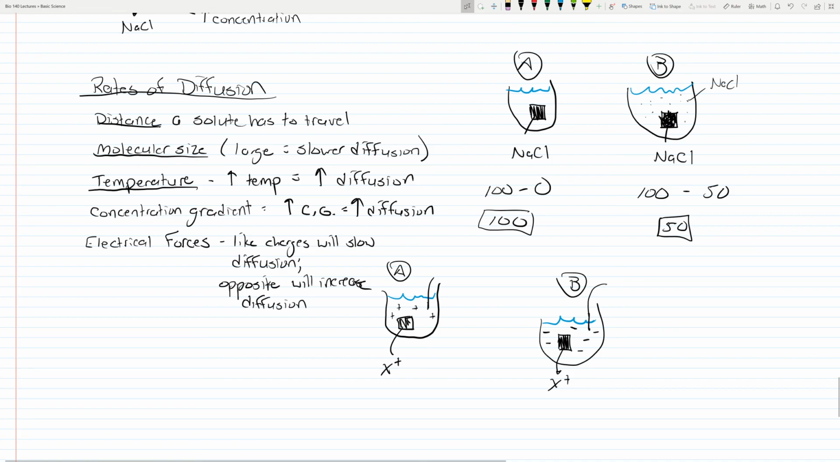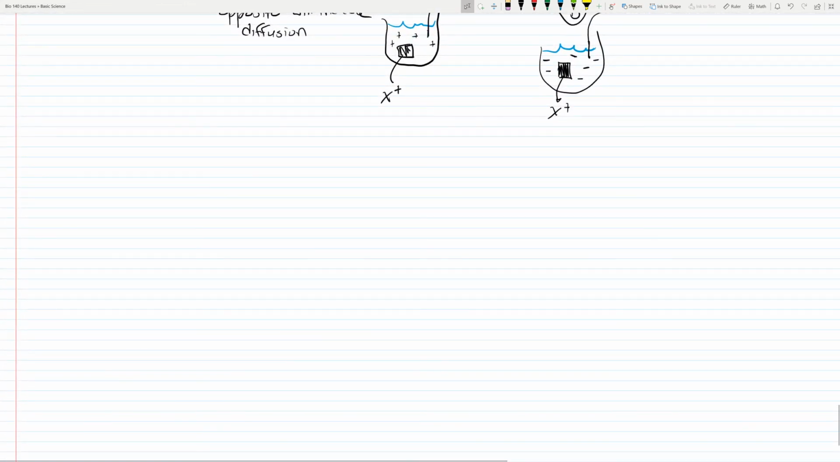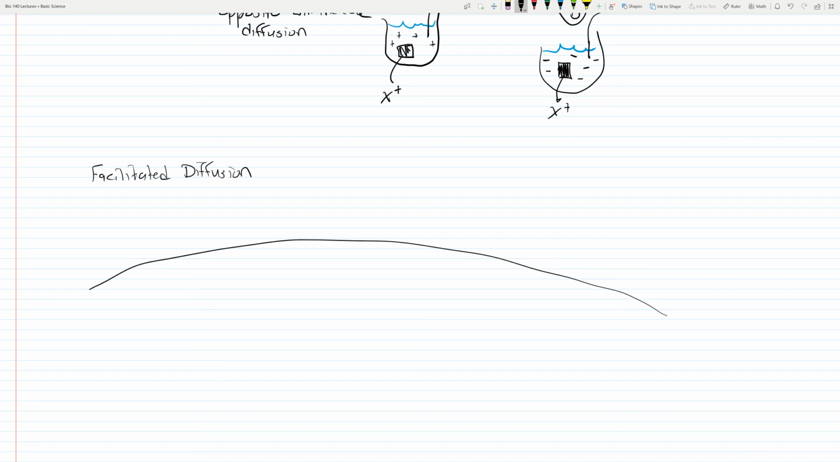Now we're going to look at facilitated diffusion. You don't have to go super complex, but all facilitated diffusion is, is that it has to have help getting across. So here's our plasma membrane, and remember, inside our plasma membrane we have these integral proteins. And remember, some things just can't cross the plasma membrane.